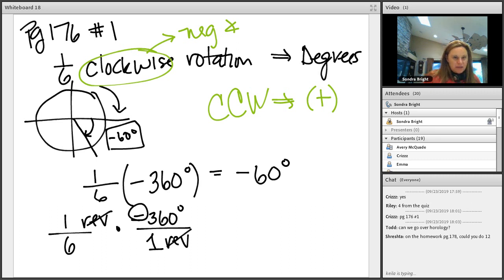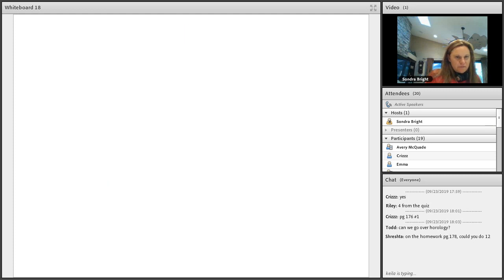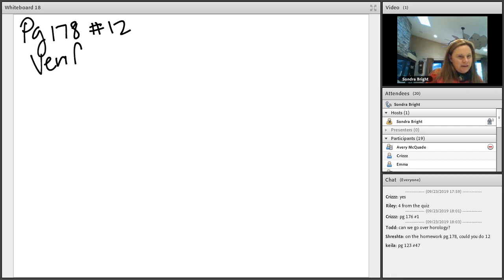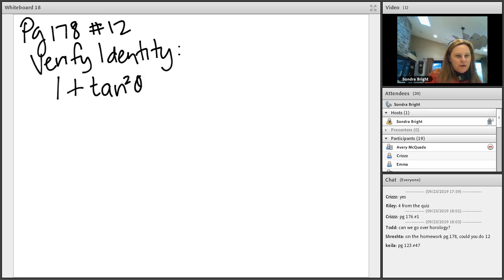Page 178, number 12. Okay, so they want you to verify the identity. And how it will look on the test is without things plugged in. So I'll write it how it'll look on the test. It'll look like verify the identity of 1 plus tangent squared of theta is equal to secant squared of theta.